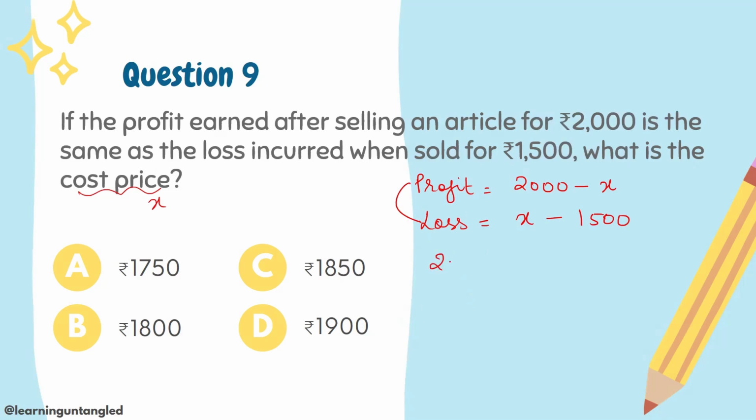So therefore, 2000 minus X is equal to X minus 1500. Or I can say minus 2X is equal to minus 3500. Or X is equal to 3500 by 2, which is 1750 rupees. So therefore, my cost price is A, 1750.